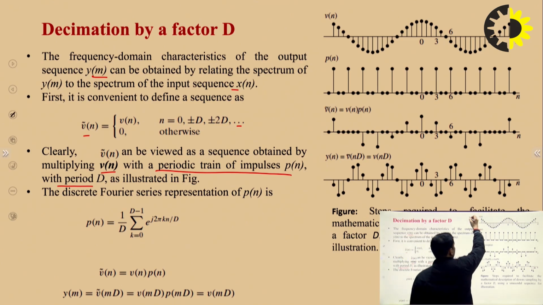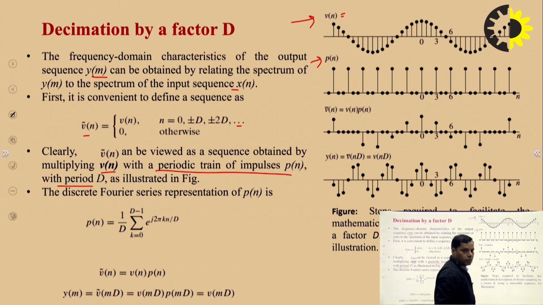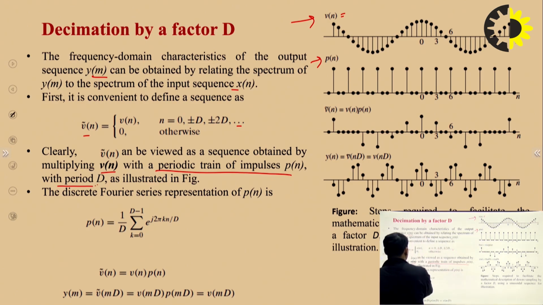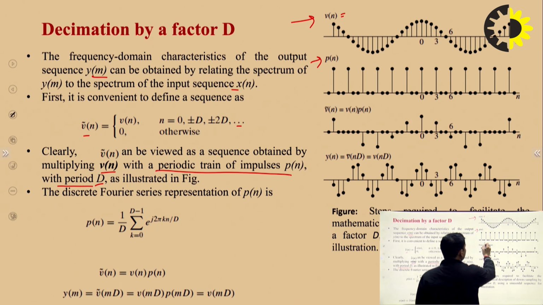You can see in this picture the discrete sequence v(n). It is multiplied with the rectangular periodic train of impulses p(n) with period D, which is 2 here. The output v-hat(n) is the multiplication of v(n) and p(n). Then it can be downsampled: y(n) equals v-hat(nD), where n is replaced by nD.